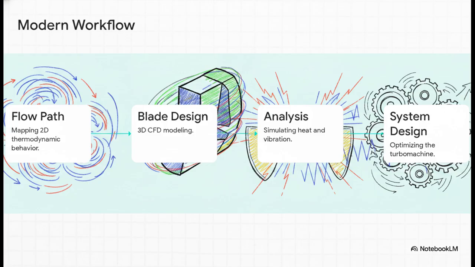Here, engineers use mind-blowing 3D computational fluid dynamics, or CFD, to model exactly how the gas or liquid is going to wrap around every single millimeter of the blades. Step 3 is structural and thermal analysis, simulating that intense heat stress and high-frequency vibration we just talked about. And Step 4 is system design, bringing it all together to optimize the entire turbomachine. By using simulation software, like the cutting-edge tools from ANSYS, engineers can perfect the aerodynamics, the thermal resistance, and the system-wide efficiency before a single piece of metal is ever cut. It's a total game changer.